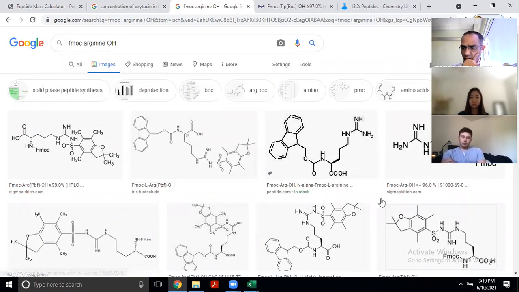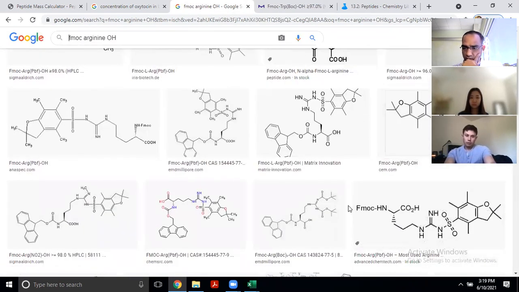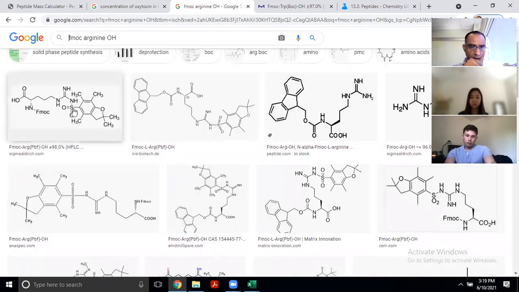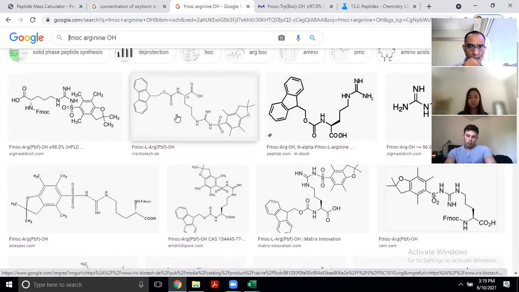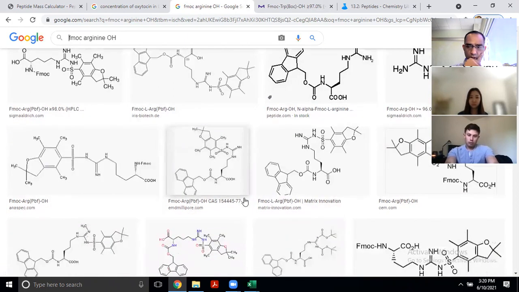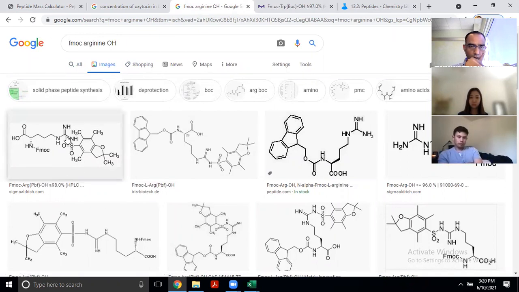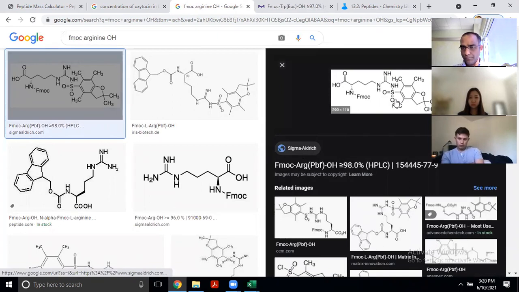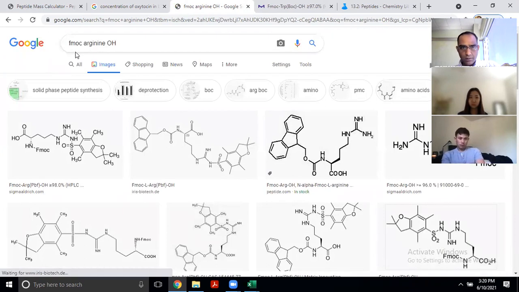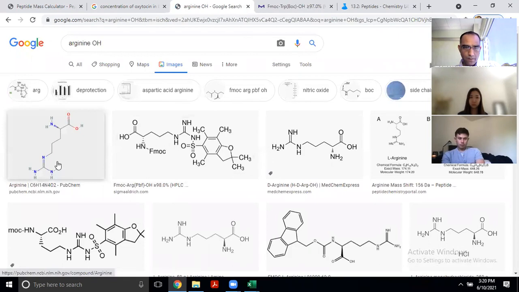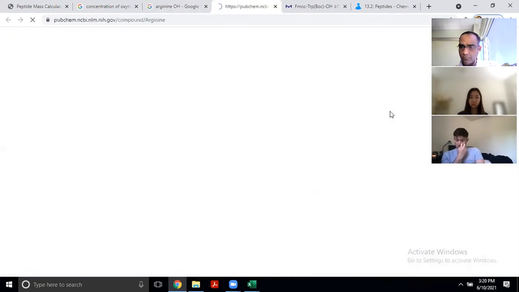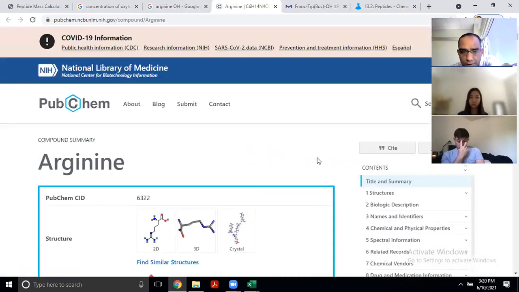It's complicated. I don't want to make it complicated. Let me see which structure is not complicated. Okay, this is suitable. I want one OH here. Okay, yes, fine. If I remove arginine OH, just say that. Okay, I take arginine OH. So this is arginine OH.